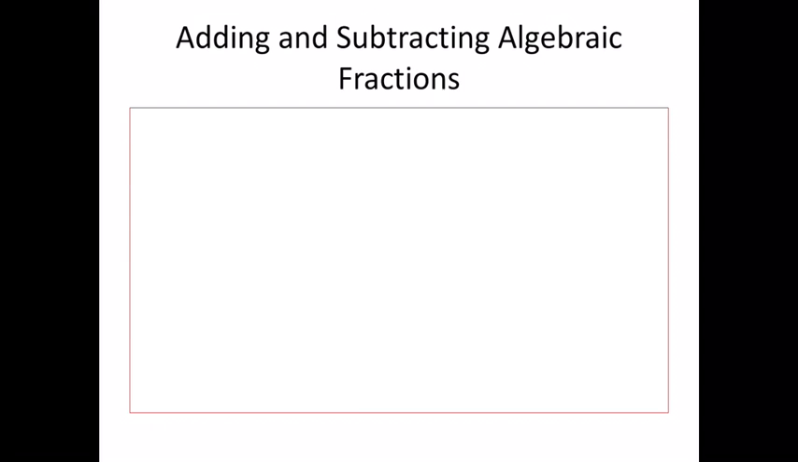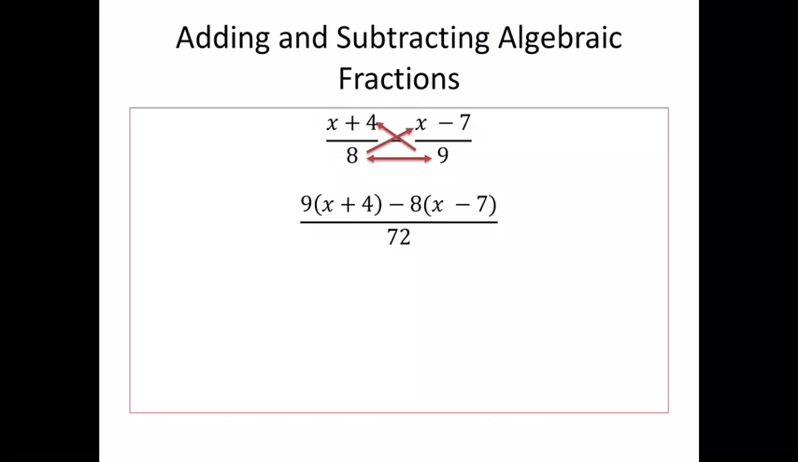Let's look at an example question to remind us of what we did yesterday. So we have x plus 4 over 8 minus x minus 7 over 9. To write it as one fraction, you will use your arrows. This means you multiply your bottoms together and cross multiply to find your new tops. This gives us 8 times 9, which is 72. Then 9 times x plus 4 minus 8 times x minus 7.